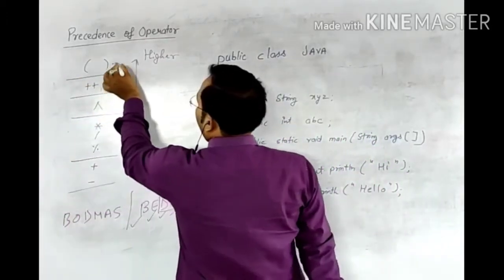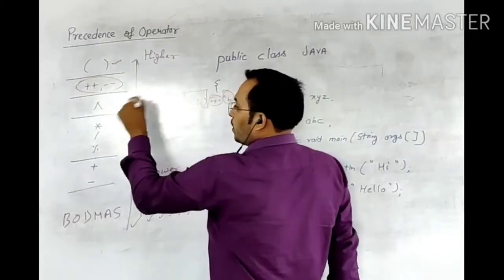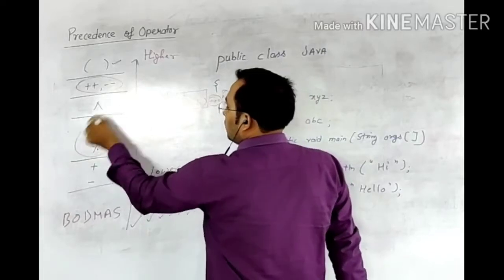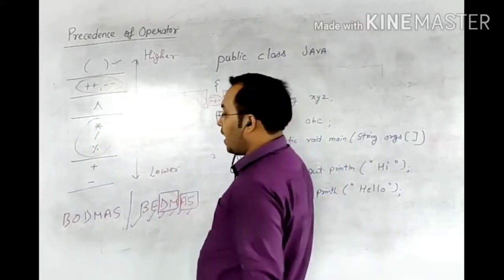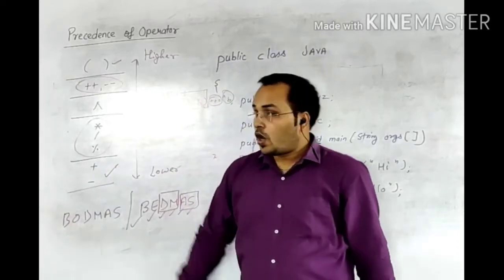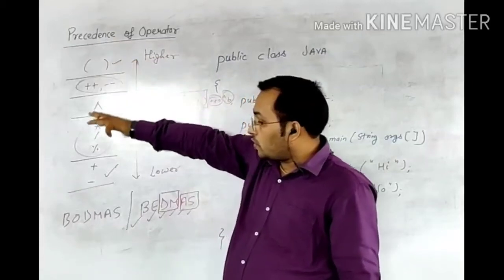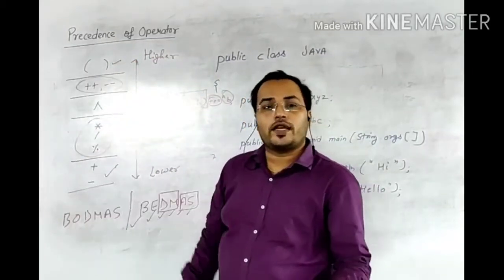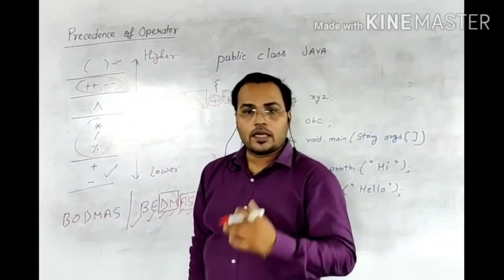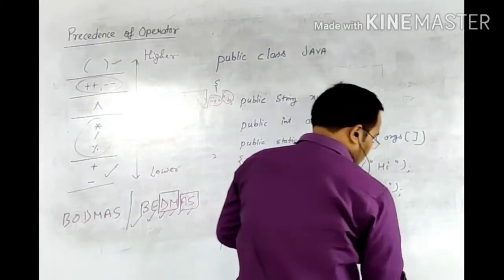Here you can see bracket, it is also known as parenthesis. This is your unary operators, exponent, this is your division, multiplication, as well as modulus, and then plus minus. So always keep in your mind that you have to follow these steps only to solve any questions in computer. Okay. So this is known as precedence of operator.